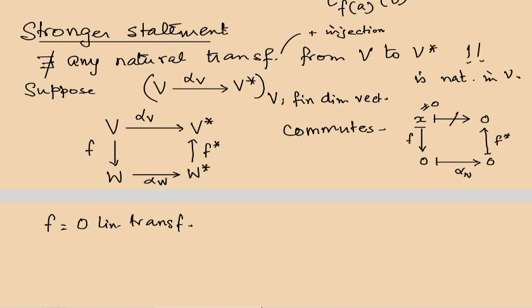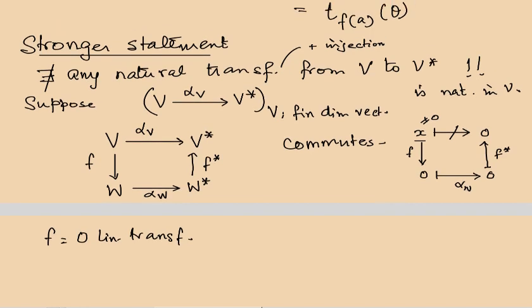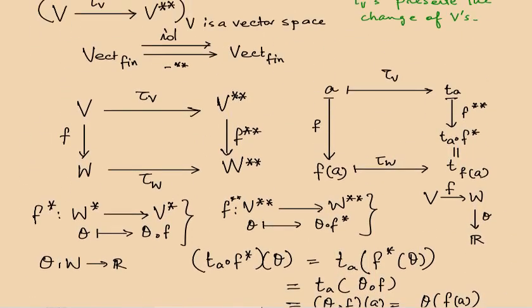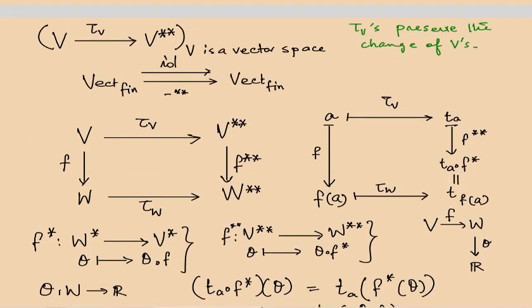But what about the other one? Whatever basis you might take in V, the description of the bijection from V to V double star is independent of the choice of your basis. That's the magic. Because you showed me that this is natural. The tau V's are natural, right? And we know that this tau V is a bijection.